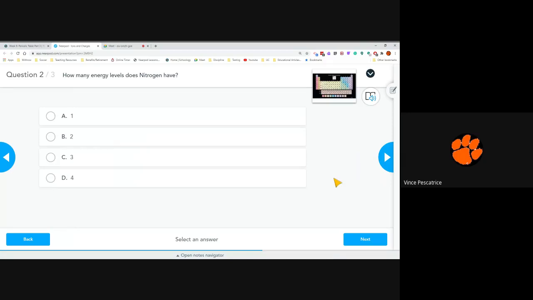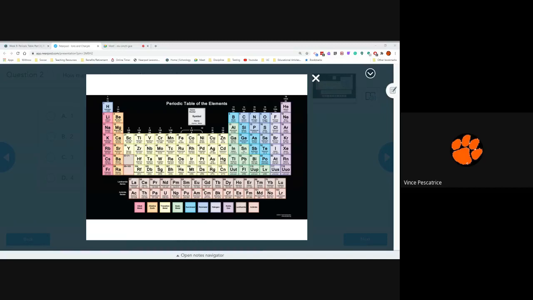Next up, the next two questions have to do with nitrogen. I'm asking how many energy levels or rings does it have? And then the next one is going to ask how many valence electrons. I'm going to answer both of those at the same time here. So let me pull up my coloring. If you look, you have nitrogen right here. And nitrogen is located on the right side of the periodic table.